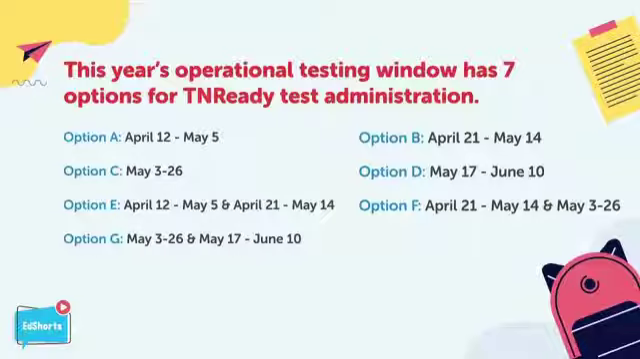Option E, April 12th through May 5th, and April 21st through May 14th. Option F, April 21st through May 14th and May 3rd through the 26th. Option G, May 3rd through the 26th and May 17th through June 10th. If student tests are not being administered in school, an off-site test administration request must be submitted to the district testing coordinator.